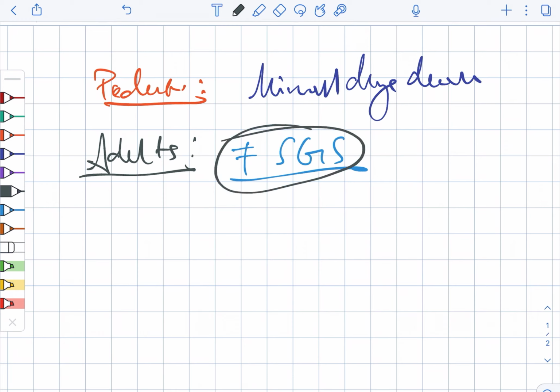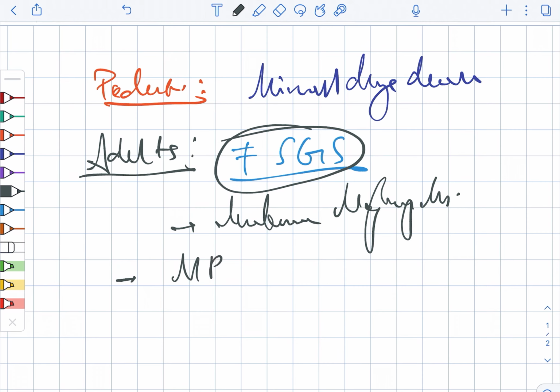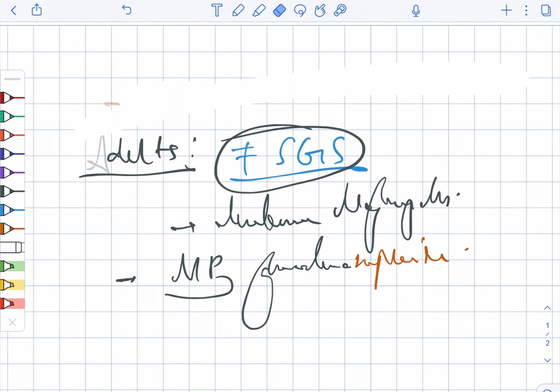FSGS, focal segmental glomerulosclerosis, as well as the membranous nephropathy and the membranoproliferative glomerulonephritis.